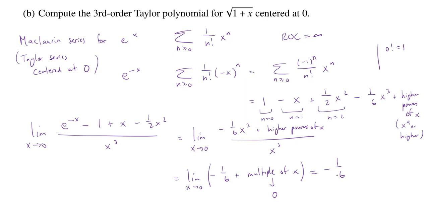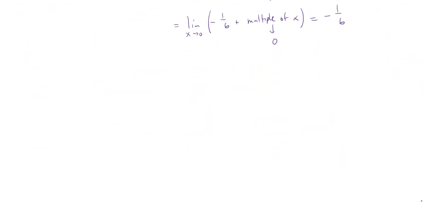The second one, we're computing a third order Taylor polynomial for the square root of 1 plus x centered at 0. Oh, this is nice. We're not having to recenter anything. Okay, fine. So we want the third order Taylor polynomial for root 1 plus x, and we're centered at 0.